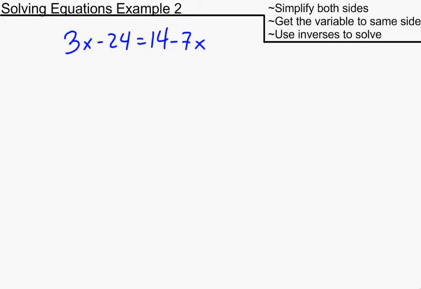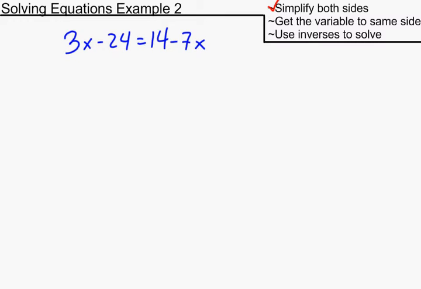For a second example of solving equations, I now have an equation with variables on both sides. So I start with my steps. I look to see first, is there anything to simplify on both sides? So I consider each of those quantities separately, and there are no like terms to simplify. I cannot simplify across the equal sign, so I cannot put the 3x and the negative 7x together. So since there's nothing to simplify on both sides, I can go ahead and go past that step.